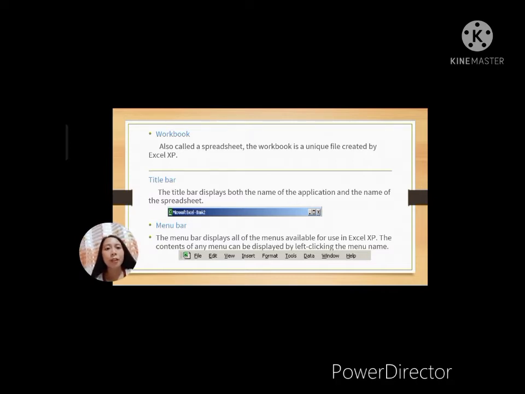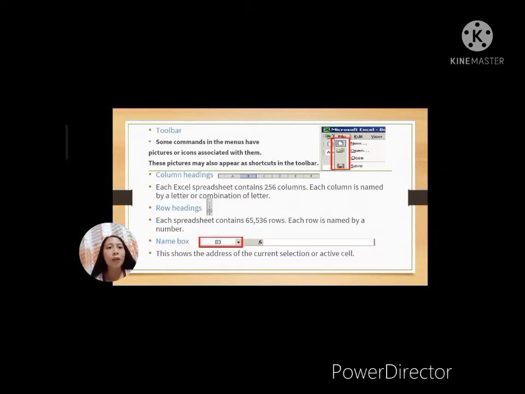The title bar. The title bar displays both the name of the application and the name of the spreadsheet. The menu bar. The menu bar displays all of the menus available for use in Excel. The contents of any menu can be displayed by left-clicking the menu name. Next is the toolbar. Some commands in the menus have pictures or icons associated with them. These pictures may also appear as shortcuts in the toolbar. It looks like this, the picture.